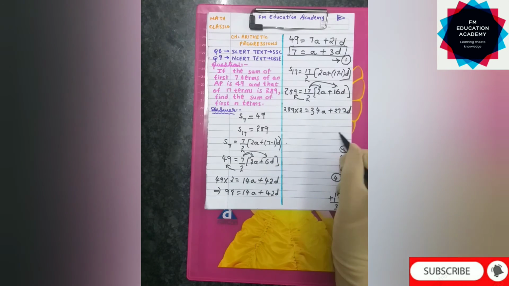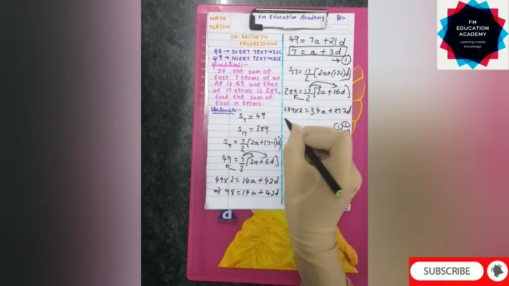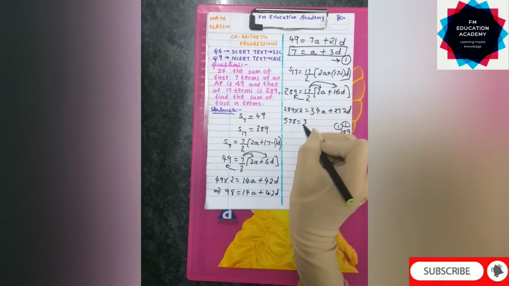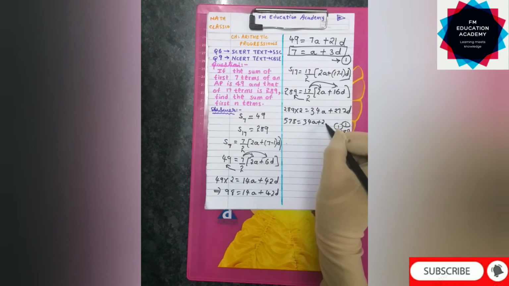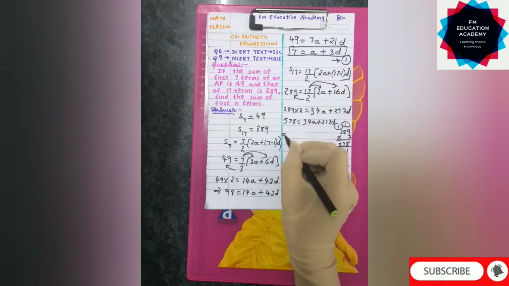Now what is 289 2s are? 9 2s are 18, 2 8s are 16, 16 plus 1 is 17, 2 2s are 4, 4 plus 1 is 5. 578 is equal to 34a plus 272d. Again all three will go in 2 table.